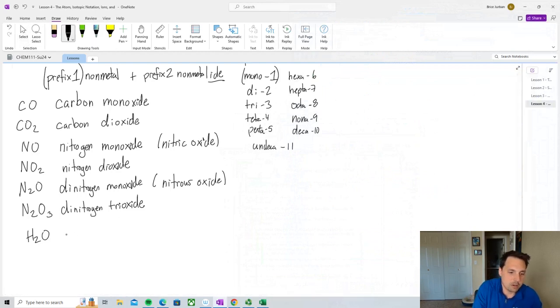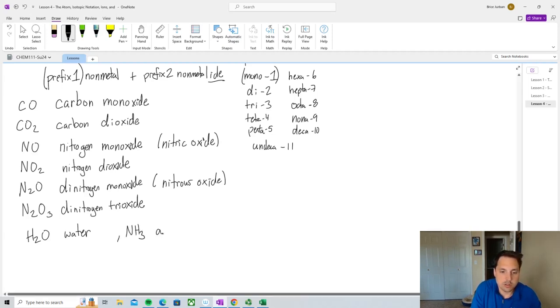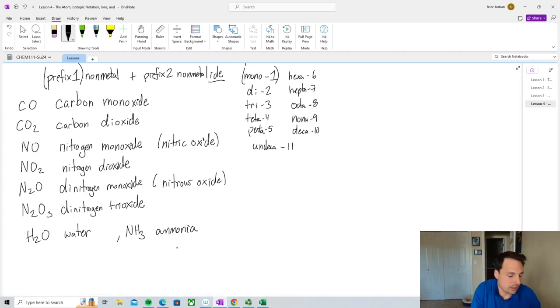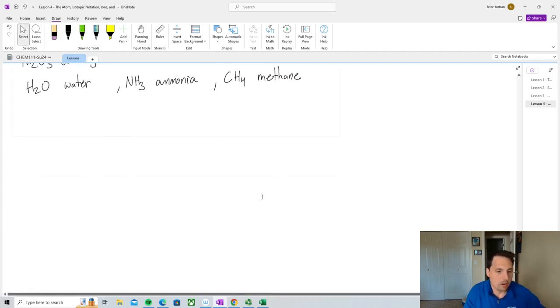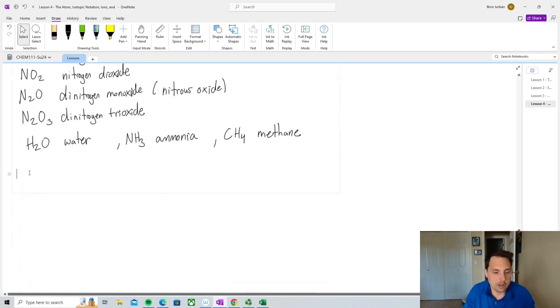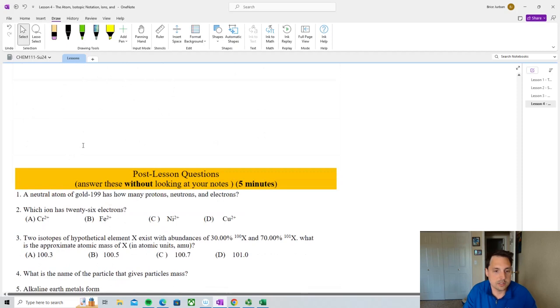So this is water. And these are some other ones I want you to know. So water, and then NH3. This one we'll use a lot. This is called ammonia. Okay, so learn that. Ammonia, AMMONIA. And CH4, that's methane. Those are the ones I want you to know. Those are common names. All right, so now we've gotten basically to the end of our lesson.